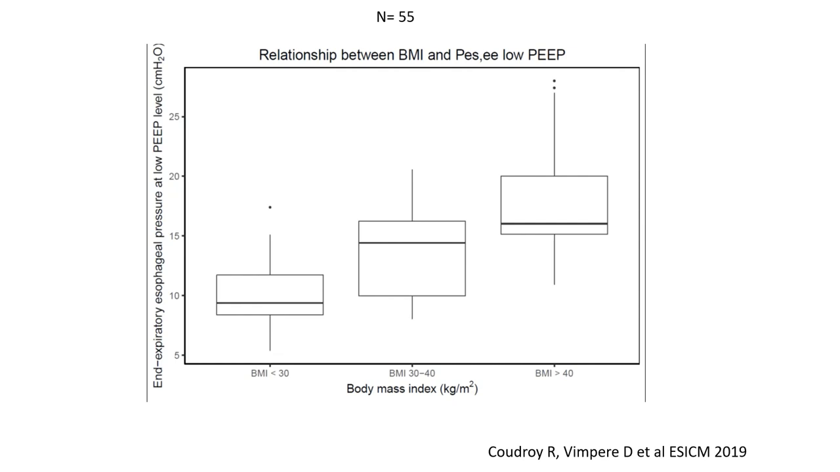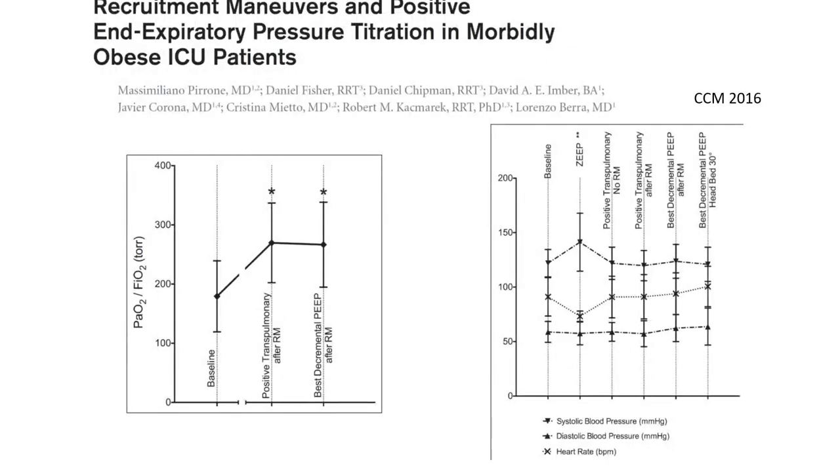And this is why in these patients, I'm just showing one paper, there have been a number, you're surprised. Look at this part of the slide. This is morbidly obese patients, and these are different ways to go to high PEEP, let's say. This is ZIP, and then this is positive transpulmonary pressure, different methods. You see no hemodynamic effect. Why do you see no hemodynamic effect? Because the pressure you give is simply counteracting the load on the chest wall.